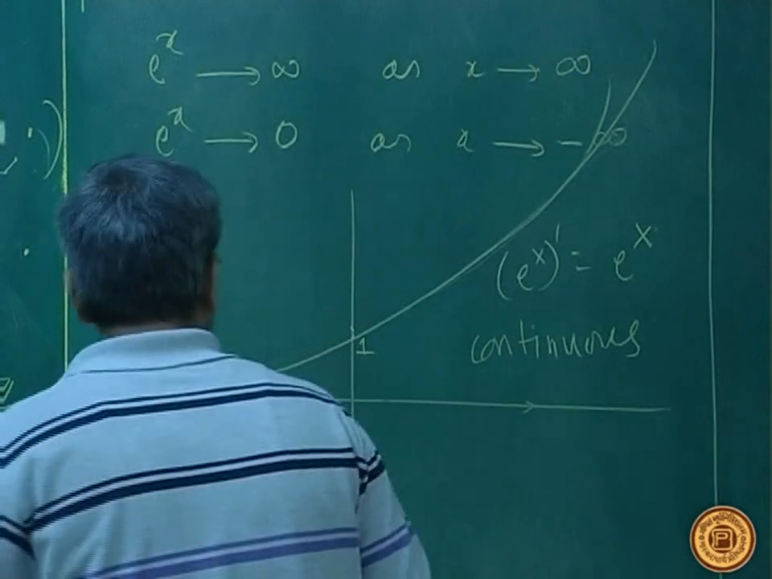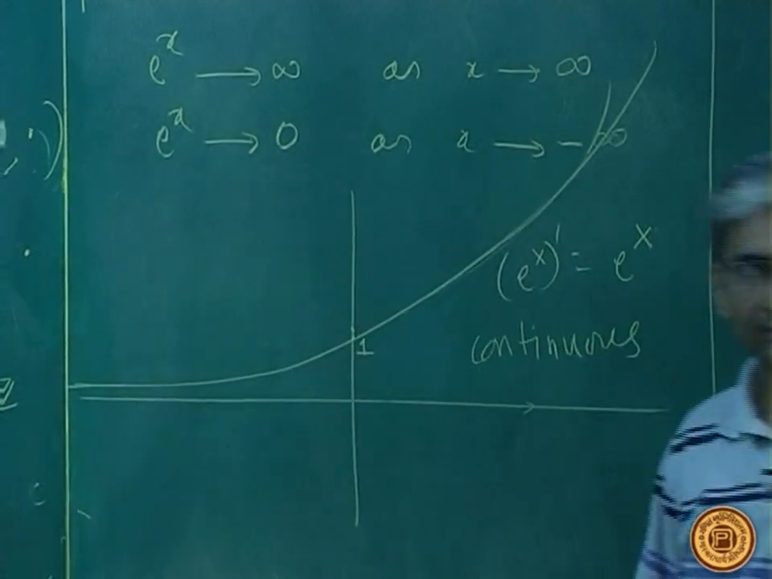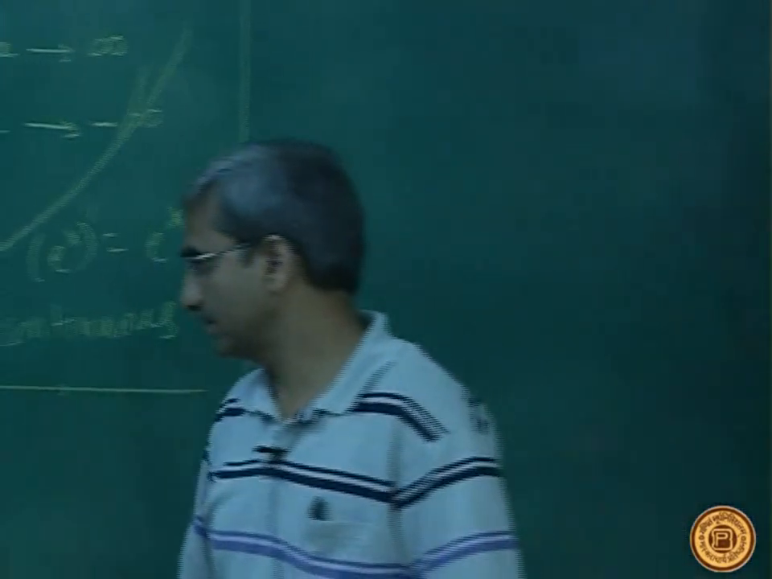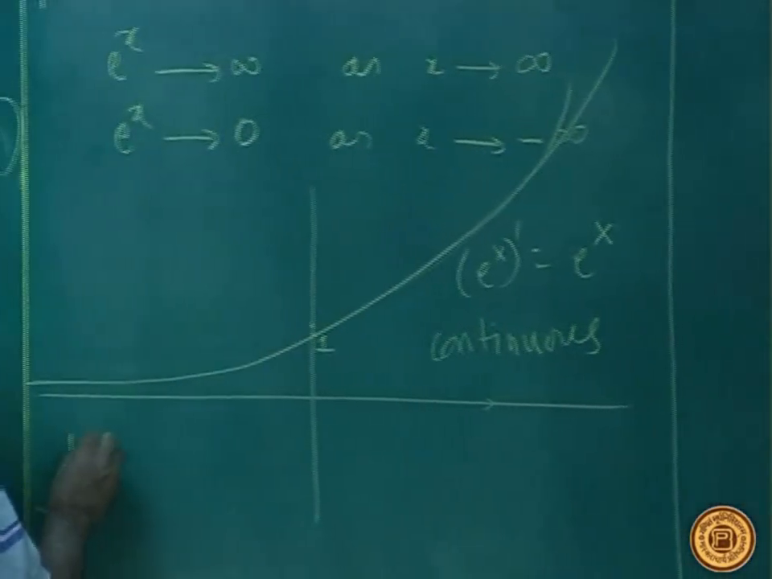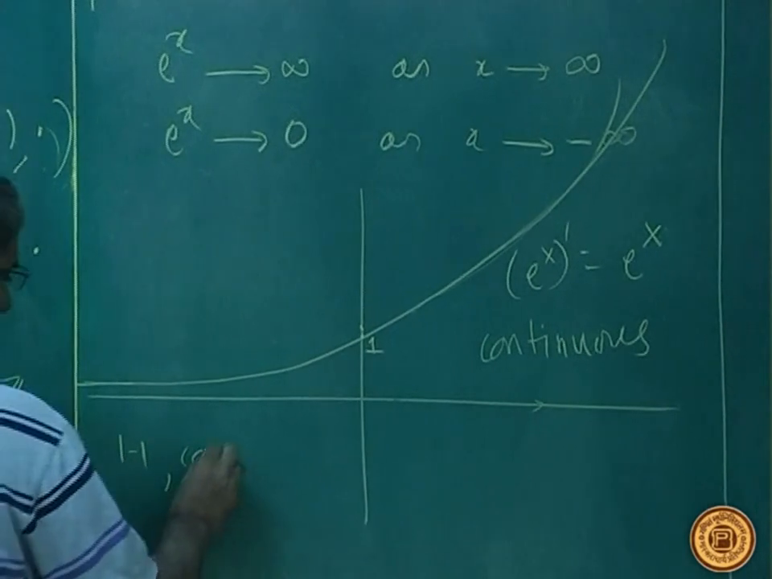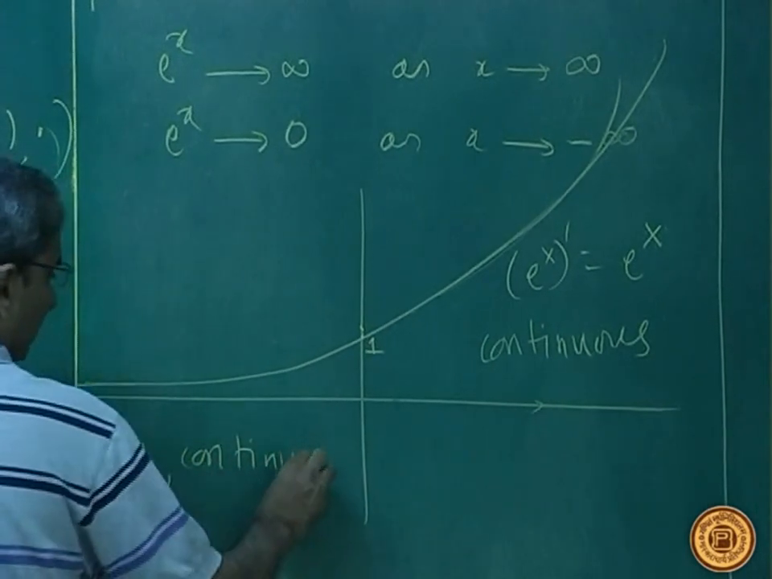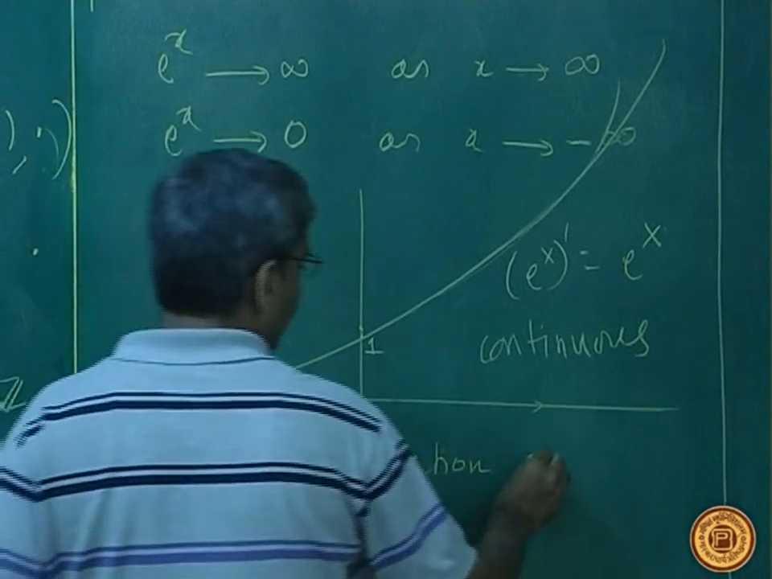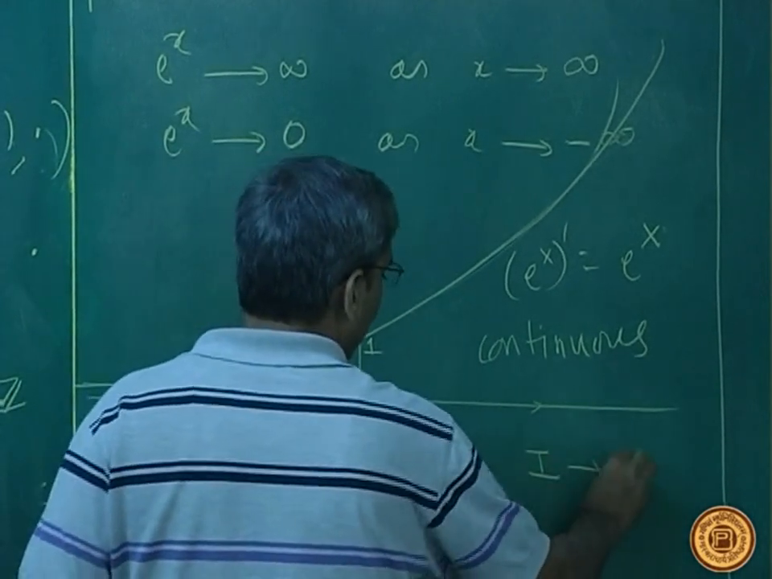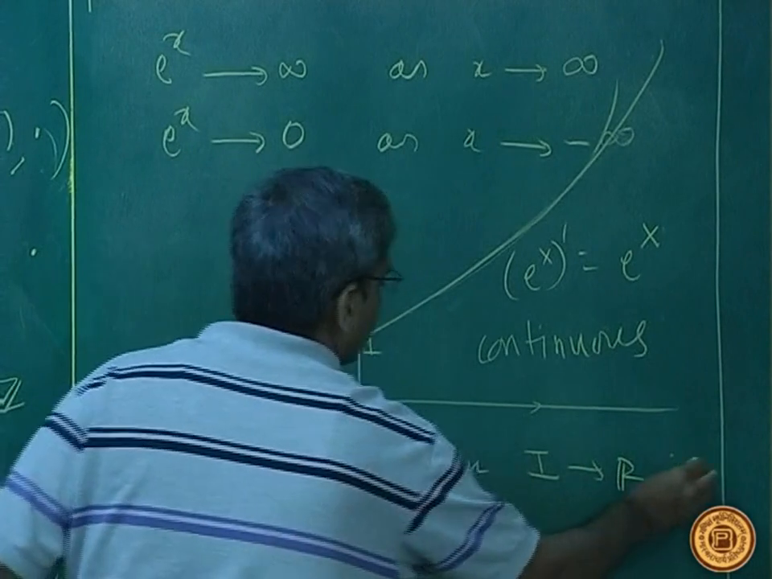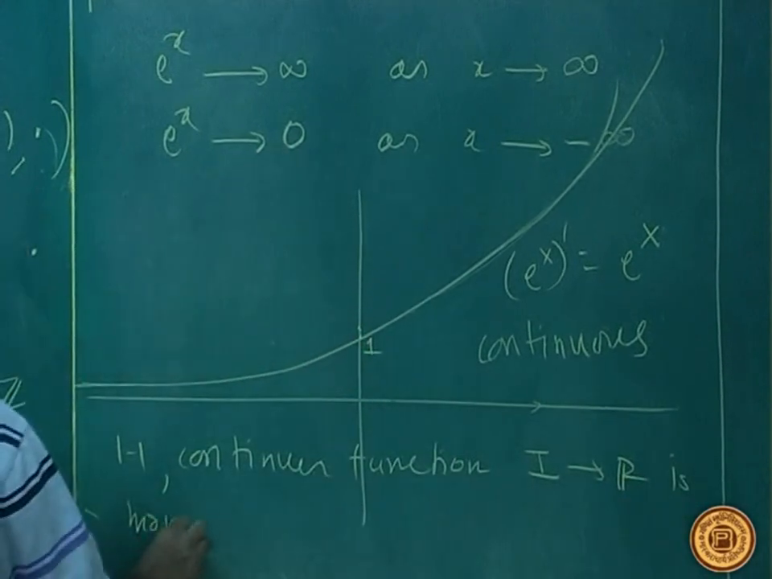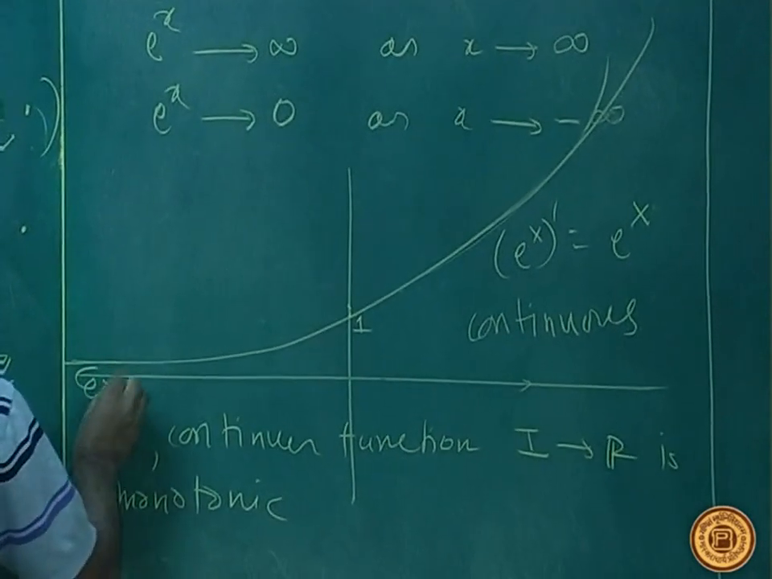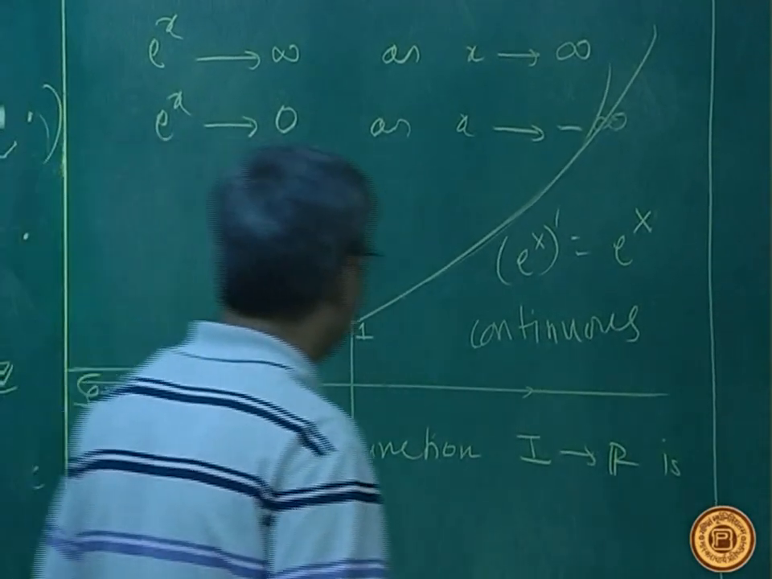And a 1-1 continuous function from R to R is monotonic. A 1-1 continuous function from an interval I to R is always monotonic. Try to prove this. Take this as an exercise maybe.